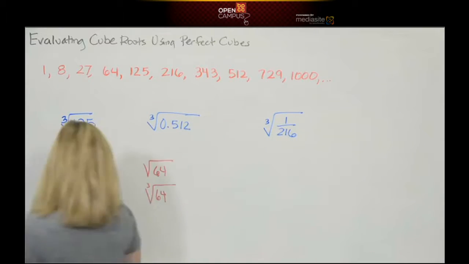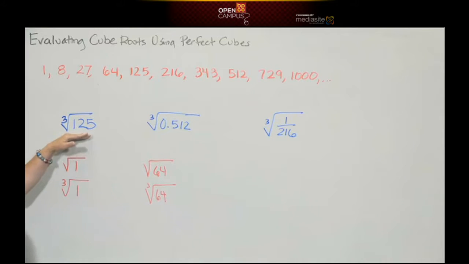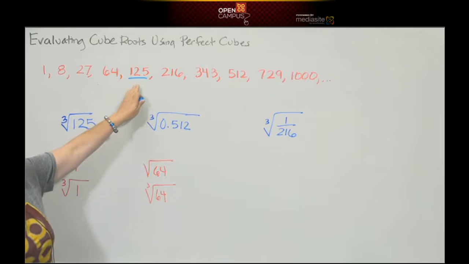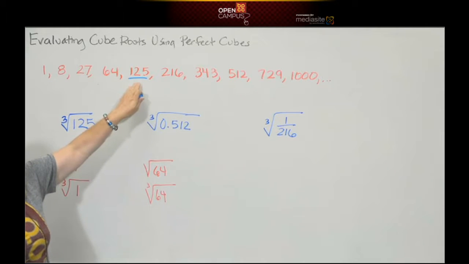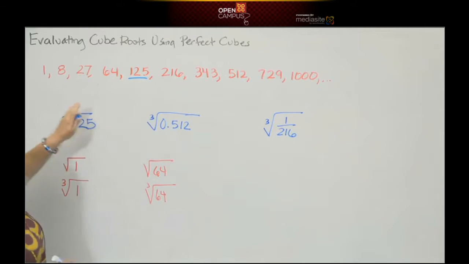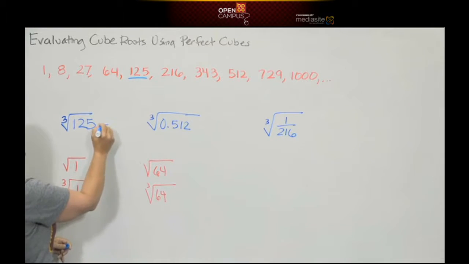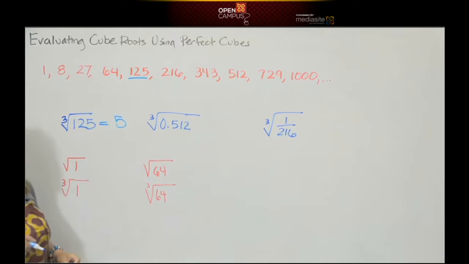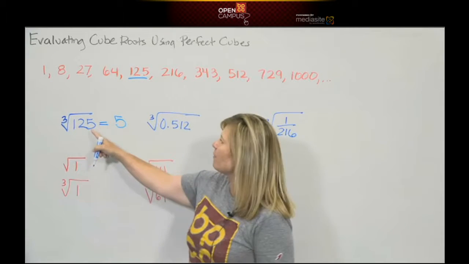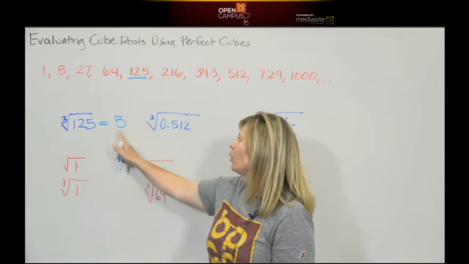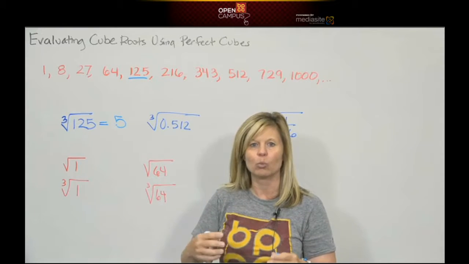So my first expression says I want to do the cube root of 125. So I ask myself, is 125 a perfect cube? Sure it is. It's right here on the list. What number did I multiply 3 times to give me 125? Well, if I count 1, 2, 3, 4, 5, 5 times 5 times 5 is 125. So the cube root of 125 is 5. And because we perform the operation, we no longer write the symbol.